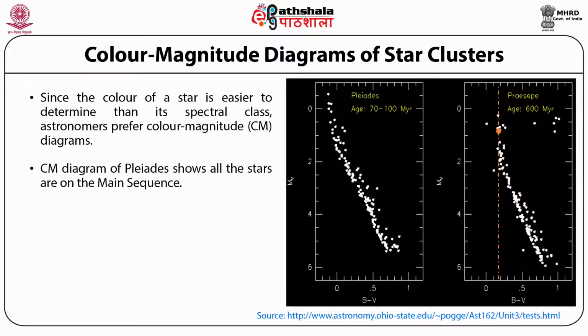In the case of the Pleiades cluster, all the stars appear to lie on the main sequence. In the case of Praesepe and other clusters, most of the stars again lie on the main sequence, but an important point to notice is that a few stars have turned to the right from the main sequence towards the giant branch. The point at which the stars turn to the right from the main sequence is called the turnoff point.